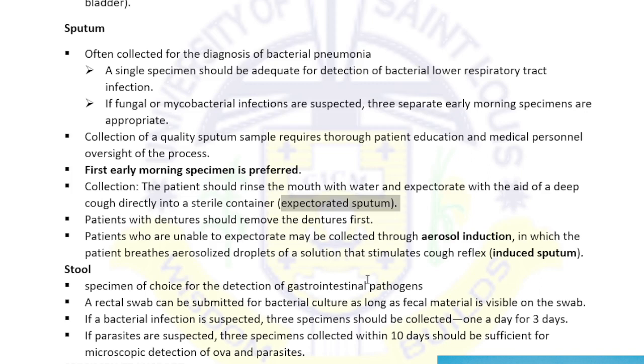If parasites are suspected, 3 specimens collected within 10 days should be sufficient for microscopic detection of ova and parasite. Okay? So, for parasitology, at least 3. That's what the book requires. But in reality, only one. Sometimes, the patient really only requests one.